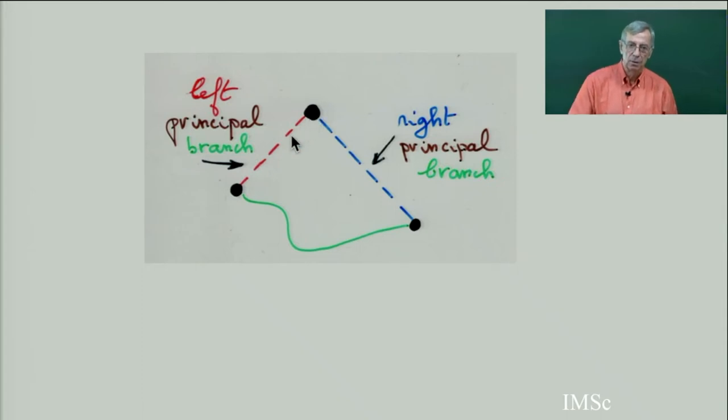Also, I will need the left principal branch in the binary tree. Starting from the root, you always go left, left, left, left, until you stop. So the longest sequence of such left edges is the left principal branch, and the longest sequence of such right edges will be the right principal branch.